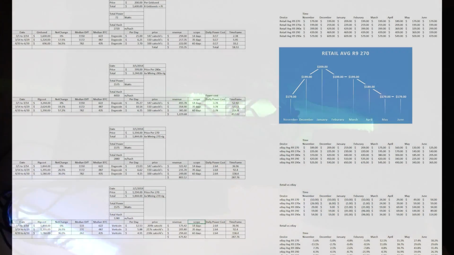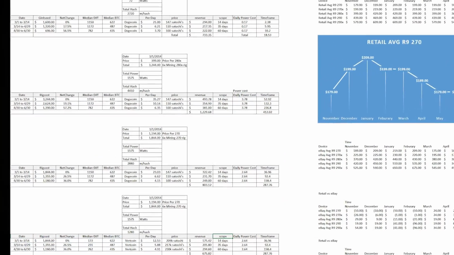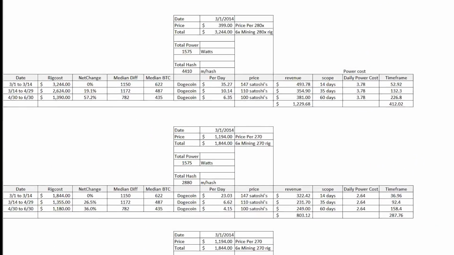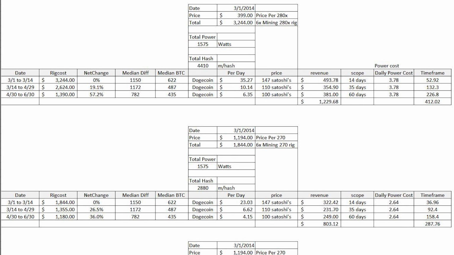Now if we look at the same level of analysis with an R9 270 and an R9 280X, let's do the 270 first, just because that really lines up with the megahash output versus the Gridseed. Now, if we look at the total cost, they're roughly around the same. As of March 1st, an R9 270, roughly a full setup, was anywhere from $1,690 to $1,840, based on just looking at our past receipt for that time frame.